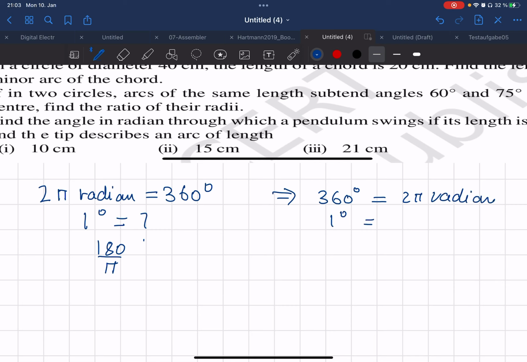1 degree is equal to 2 pi upon 360 radian. And if I multiply and divide this by 2, then I have 2 cut, 2, 1, 180.